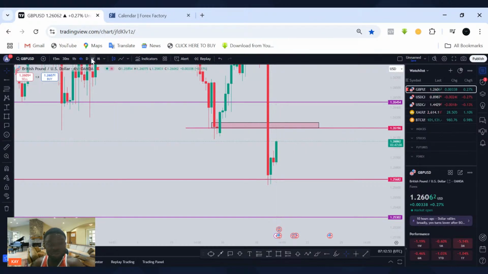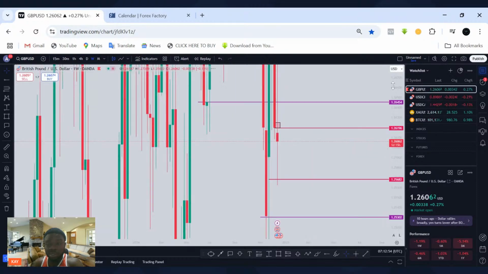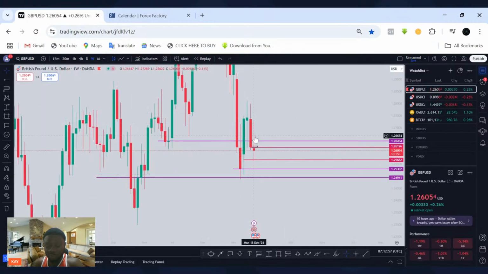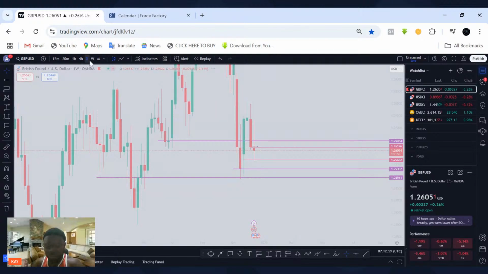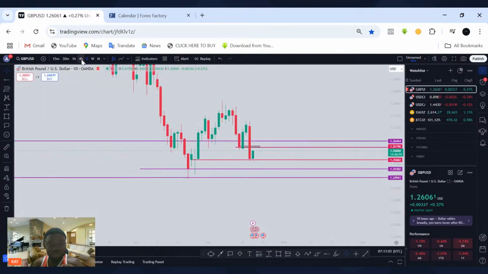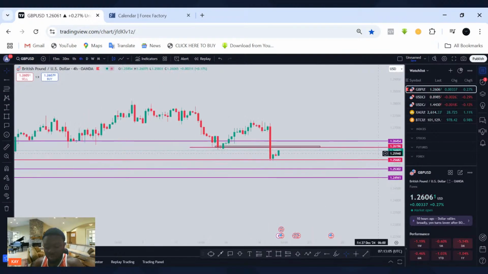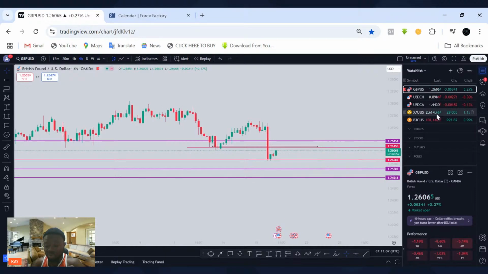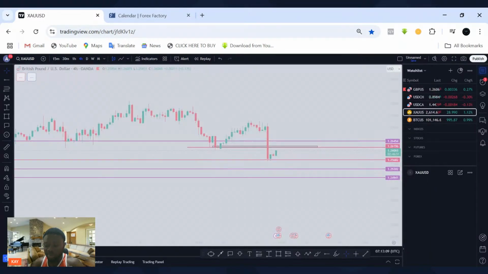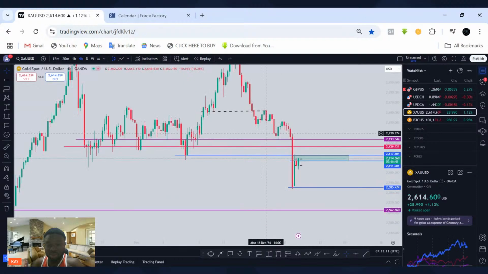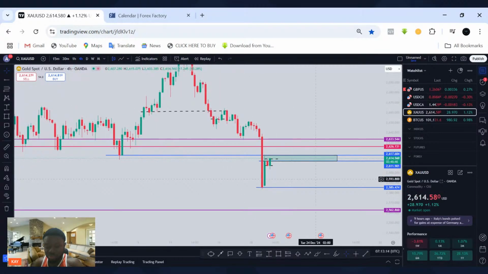Okay, because if you look at the weekly time frame, yesterday, yeah, the weekly time frame is a downtrend. The daily time frame trend is a downtrend. The H4 time frame trend is also a downtrend. So it's the same thing that is happening on gold. So don't be moved by the buy you are seeing on gold. It is just a short-term buy, just a pullback.